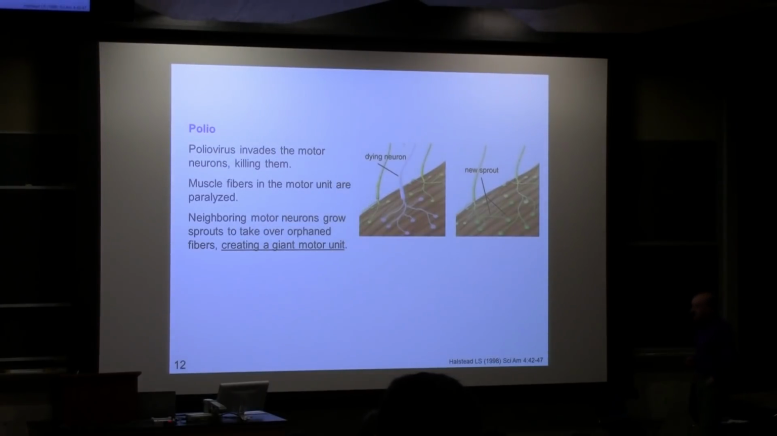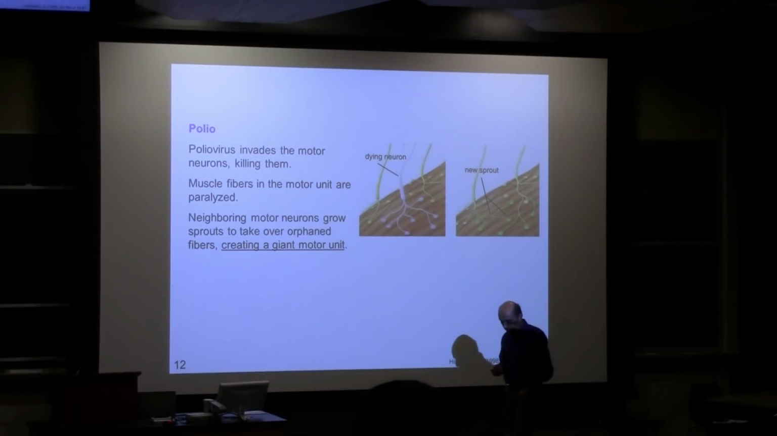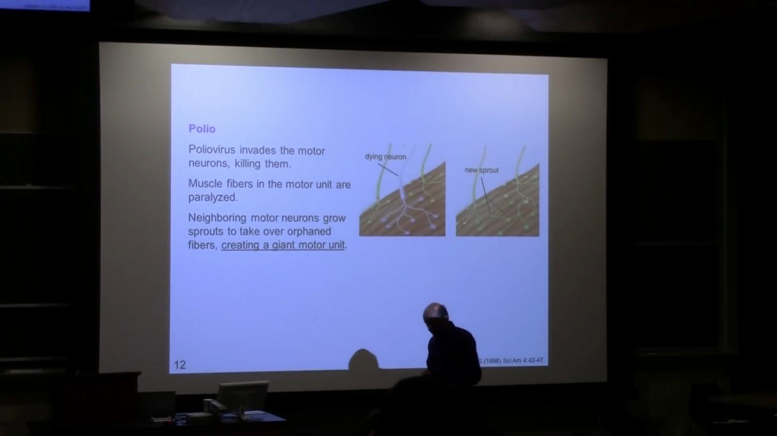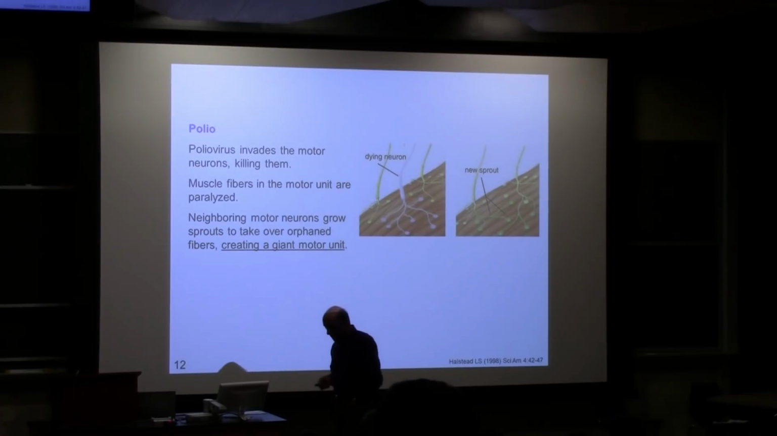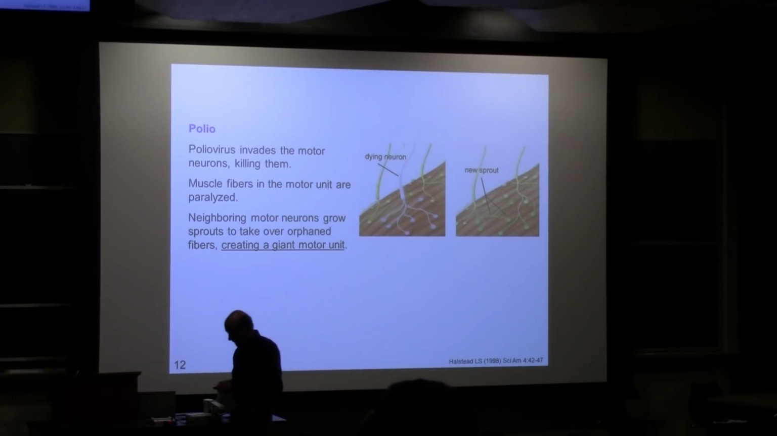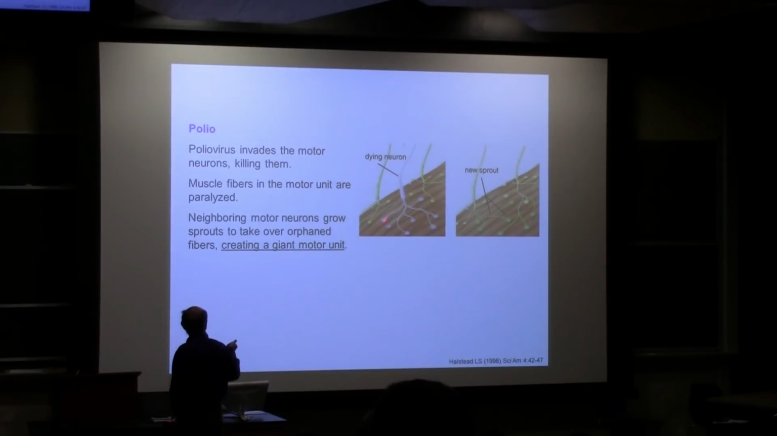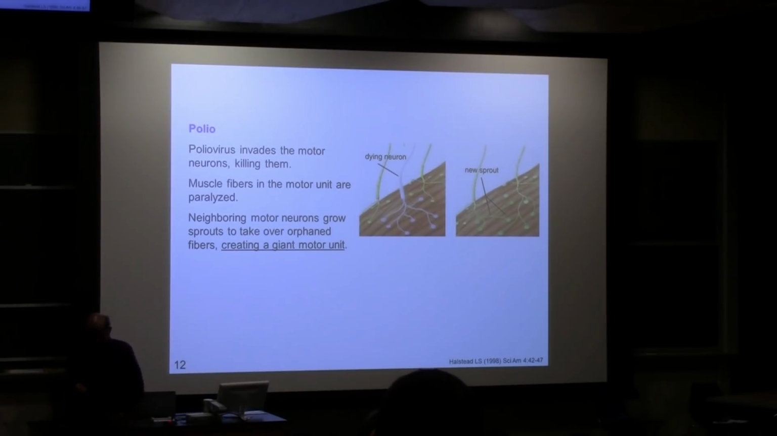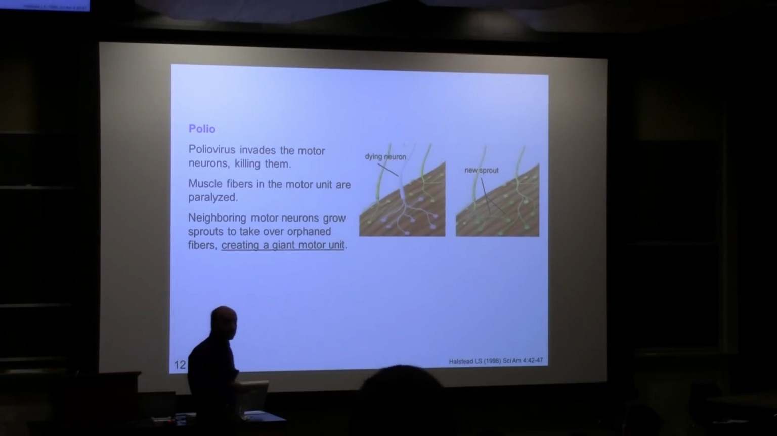Okay. So we've learned about motor units. We can now learn something about diseases that affect motor units. One of the most devastating of those diseases is polio. So polio is a virus that attacks the neuromuscular junction and then travels up to the motor neuron cell body and kills that motor neuron. And when that happens, well, these muscle fibers become orphaned because their motor neuron is gone, which means they don't have a way to get activated.